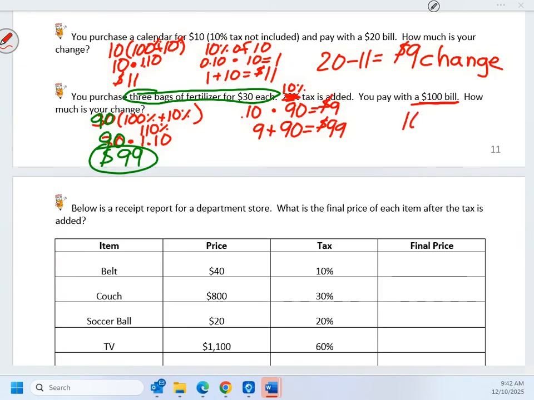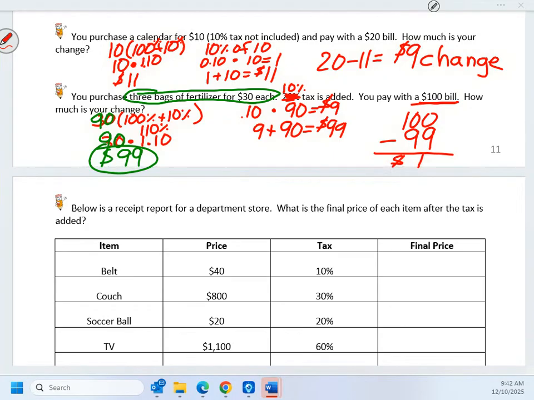100 minus. We're paying with $100, so that's the number we start with. The money we give the cashier. The cashier's taking away what we owe. How much do we get back from that cashier, Michael? No. $1.